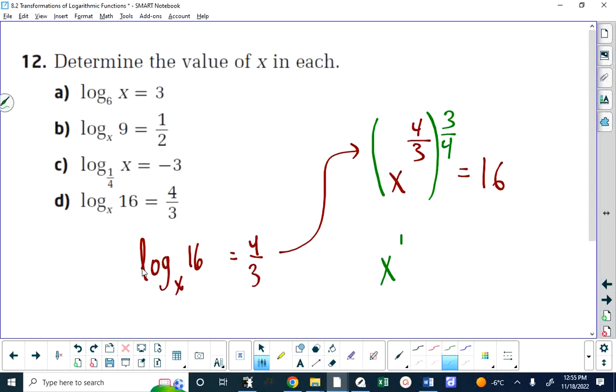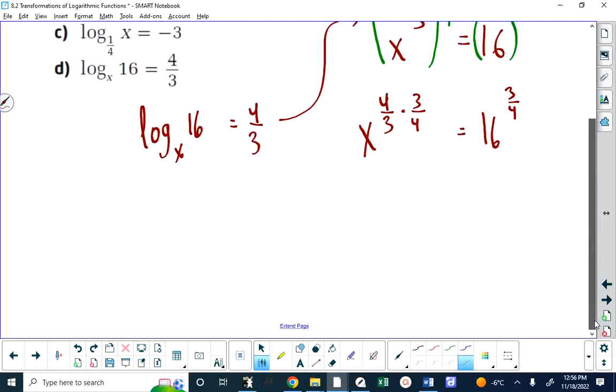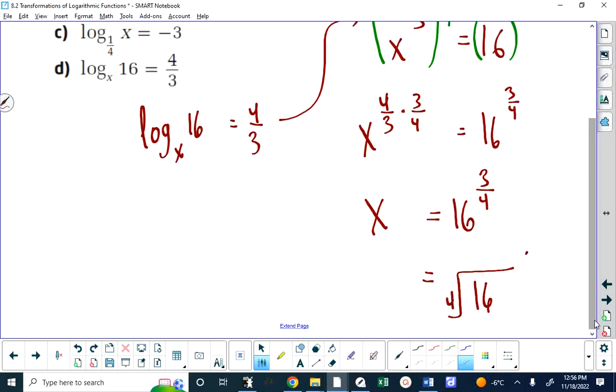And the reason for that is that if I have x to the 4/3 to the 3/4, I multiply the power of the power. And by the way, I need to raise this to the 3/4 as well. And what I'm going to get as an exponent on the power of x is 1, because when I multiply a fraction by its reciprocal, I get 1. So I end up with x to the 1 equals 16 to the 3/4, which, by the way, means the 4th root of 16 cubed.